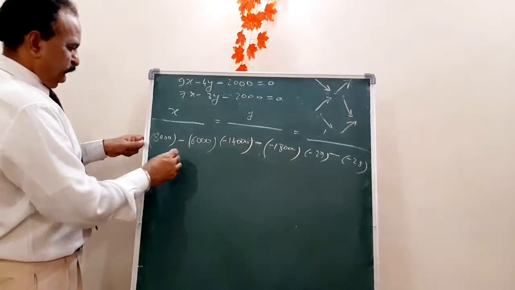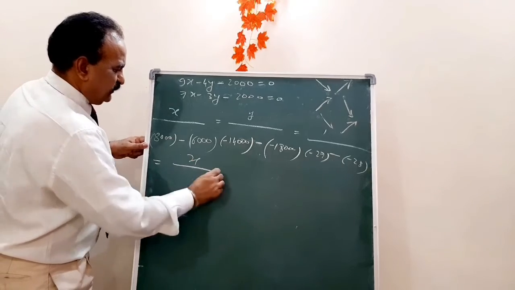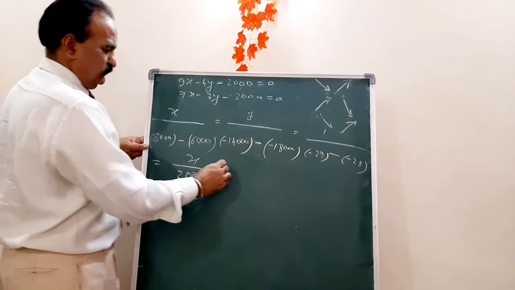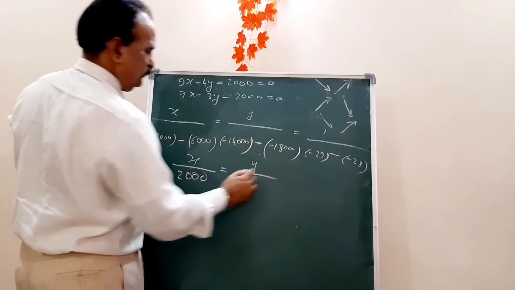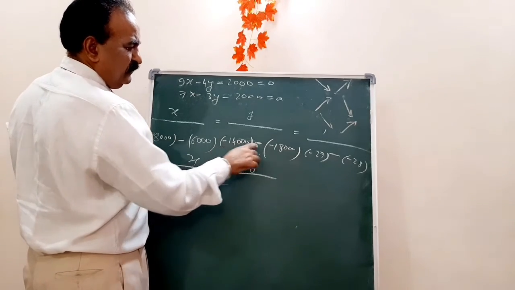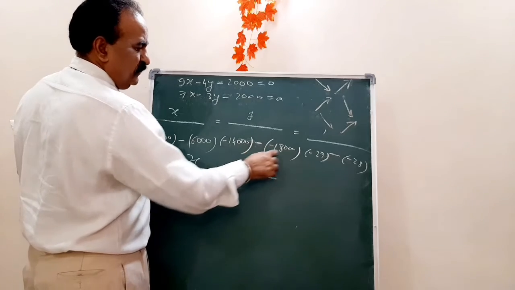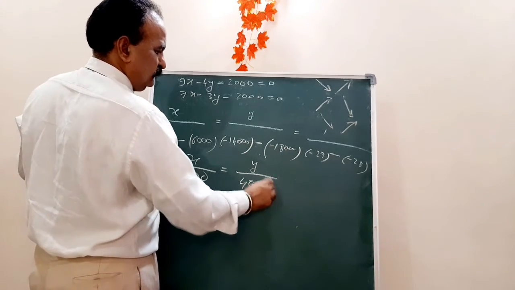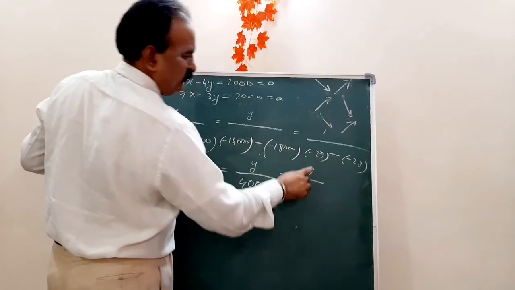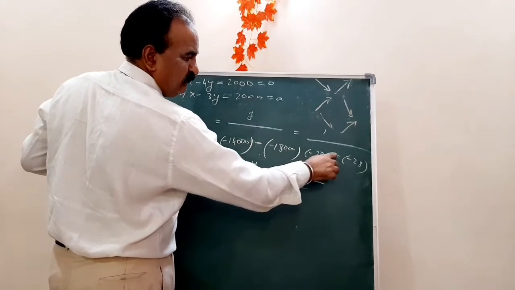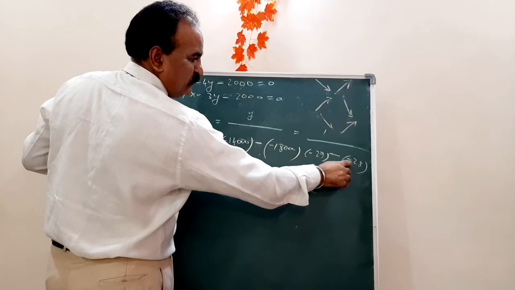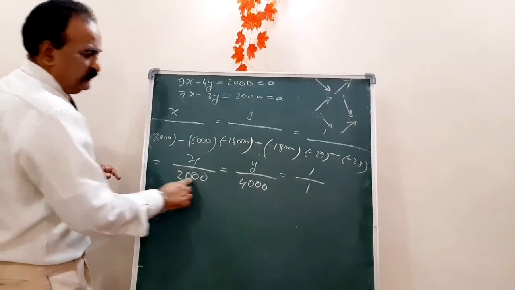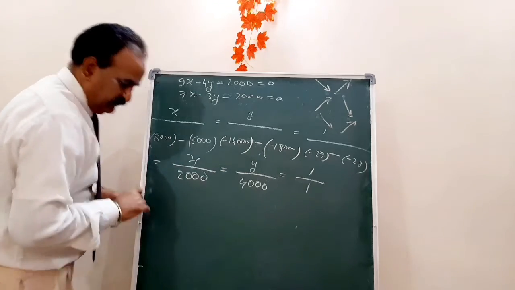Okay, now see. x upon 8000 minus 6000, 2000, is equal to y upon minus 14,000, and this minus minus becomes plus. So 18,000 minus 14,000, 4,000, is equal to 1 upon minus 27, minus minus becomes plus. So 28 minus 27, 1. Now you can compare this and this. Let us see how.